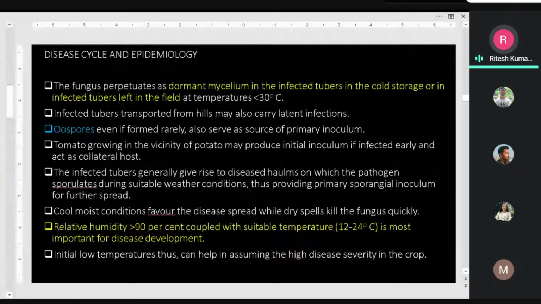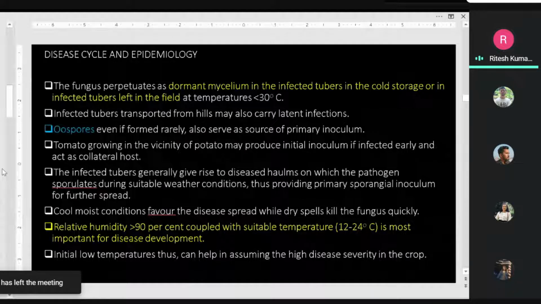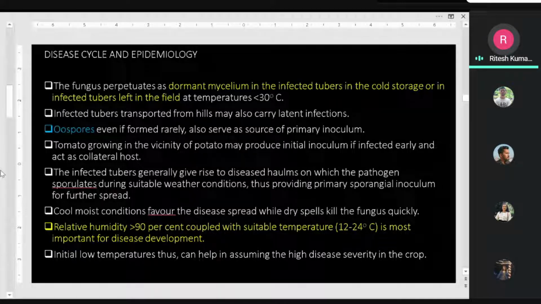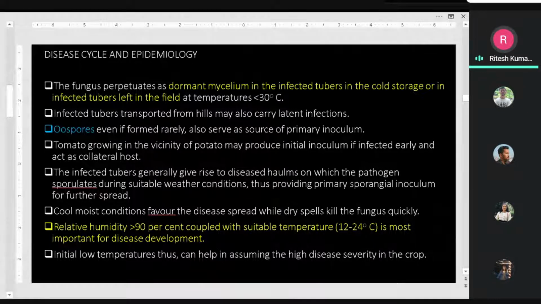So about the disease cycle, generally Phytophthora infestans cannot survive at temperatures above 30 degrees Celsius. So generally the seed tuber is stored in cold storage. In cold storage, this fungus can easily survive. So generally the primary source of inoculum is infected tubers, and they survive as dormant mycelia in cold storage, or in temperate regions in the soil, or in the crop residue itself.